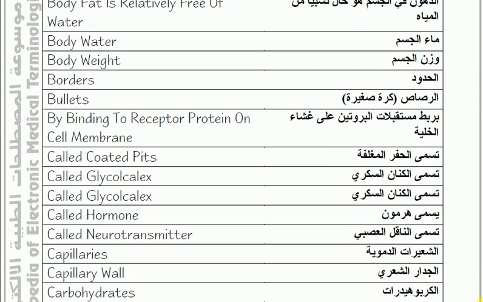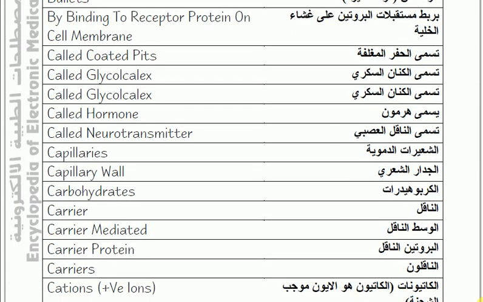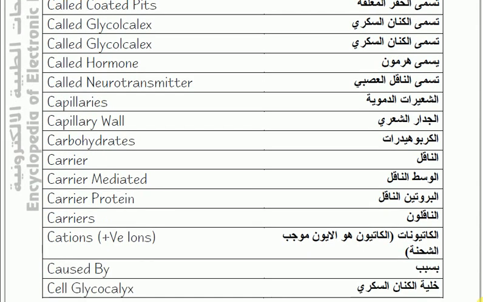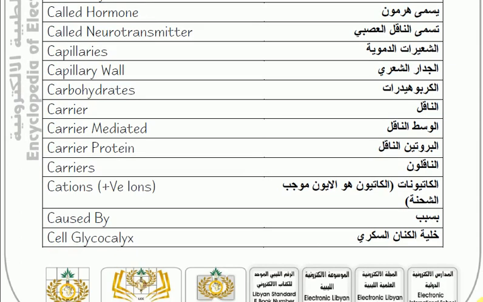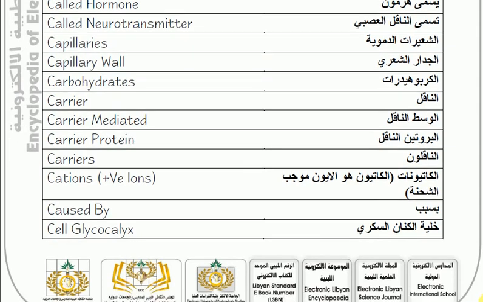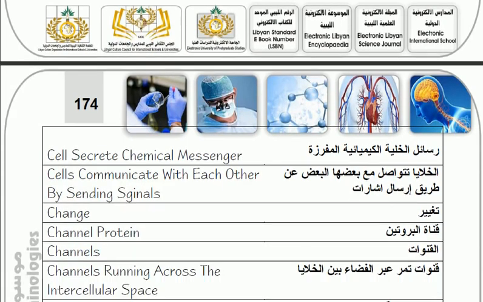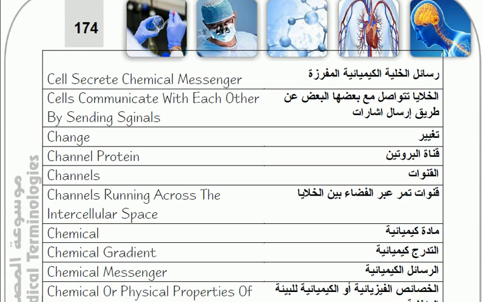By binding to receptor protein on cell membrane. Called coated pits. Called glycocalyx. Called hormone. Called neurotransmitter. Capillaries. Capillary wall. Carbohydrates. Carrier. Carrier-mediated. Carrier protein. Carriers. Cations. Caused by. Cell glycocalyx. Cells secrete chemical messenger. Cells communicate with each other by sending signals.